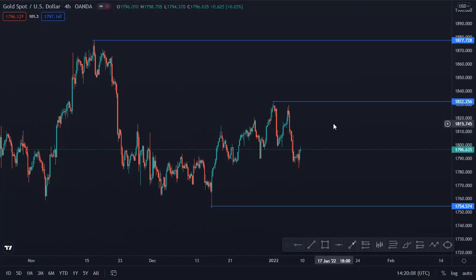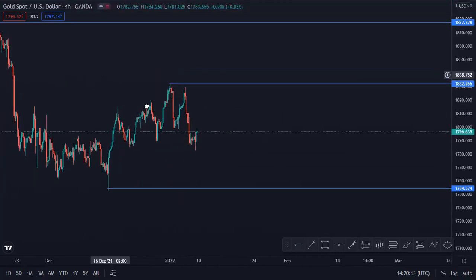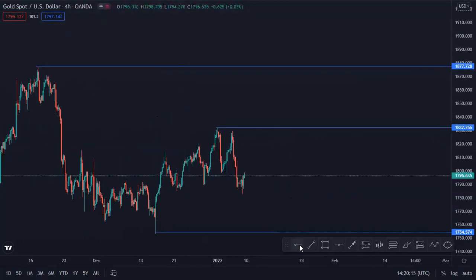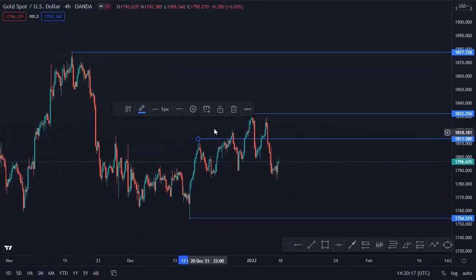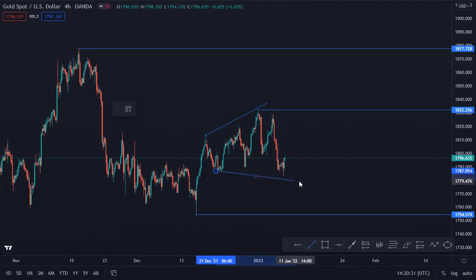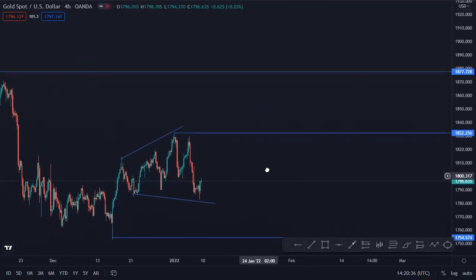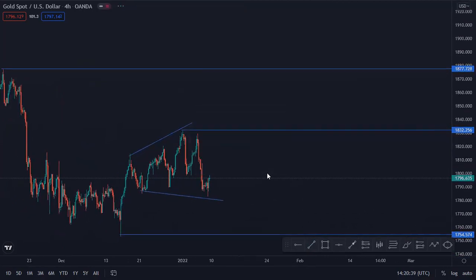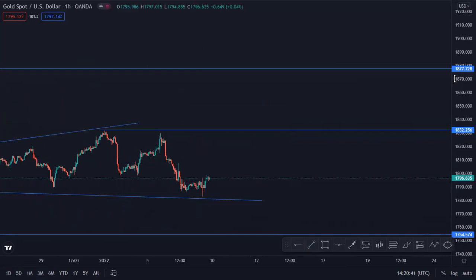Just going to mark it right here. There we go. So right here, by looking at this, I already see that we have this right here. Sorry about that. We have something like this. We have something like this. This one here. And as we will be jumping on the lower time frames, everything will unfold.